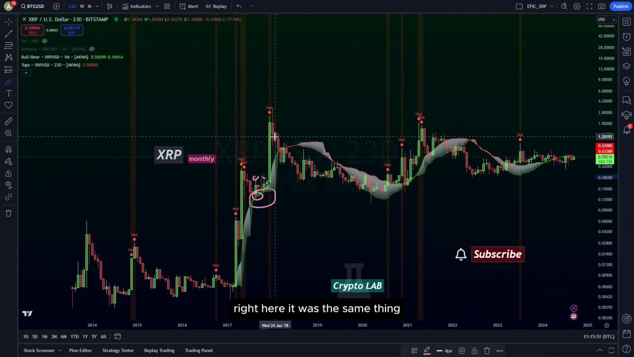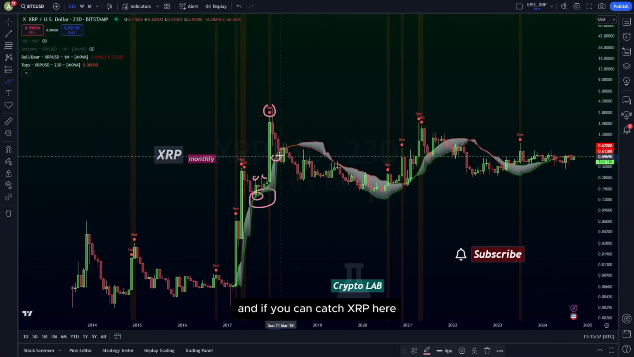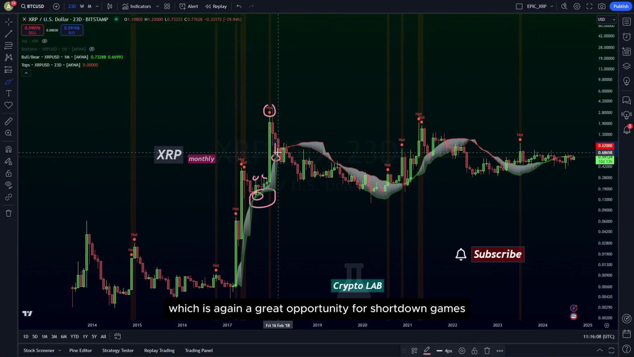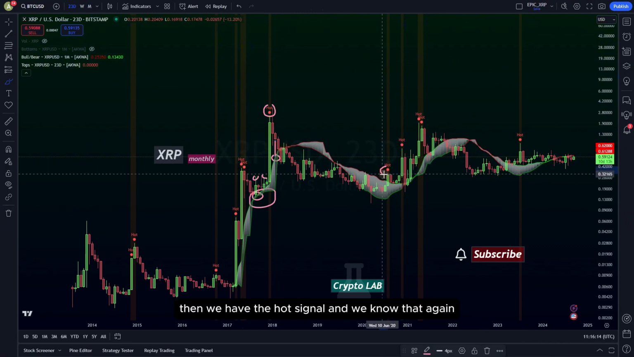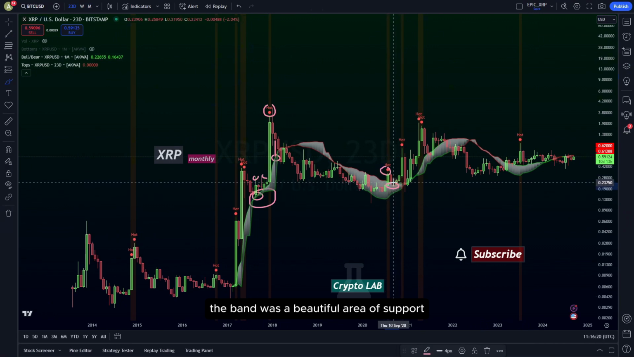Here it was the same thing. We went down after the hot signal, and if you can catch XRP here, you have this to sell XRP, which is again a great opportunity for short-term gains. Then we crossed it, right? Then we have the hot signal. And we know that again, the band was a beautiful area of support, and this is what happened.